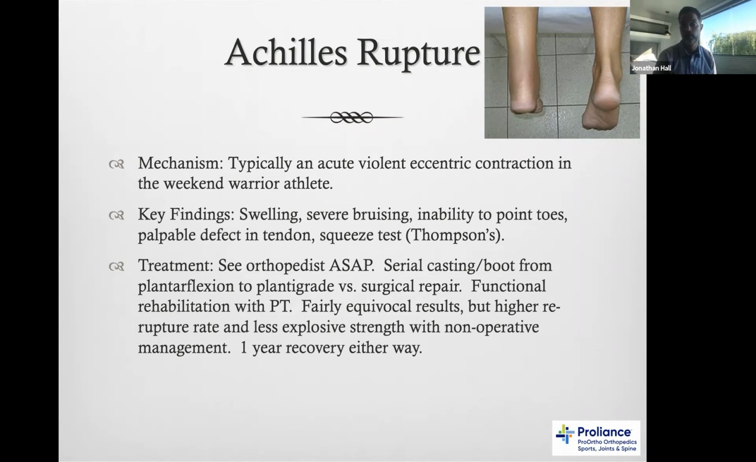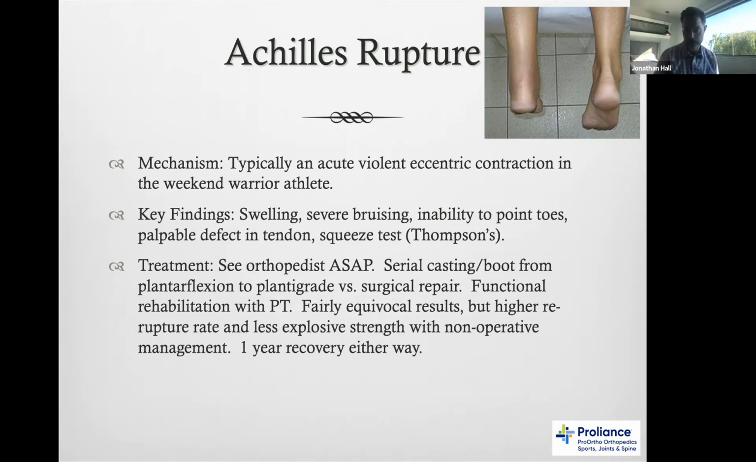I always think about one of my family friends way back when he was pushing his car up a hill. Probably needed a little more help, I would assume. But when he did that, he ruptured his Achilles as he was pushing his car and extending his Achilles. And that's pretty classic. Oftentimes people describe that they feel like they've been shot. They look back, like, did somebody kick me, right? And they feel a pop, even an audible pop.